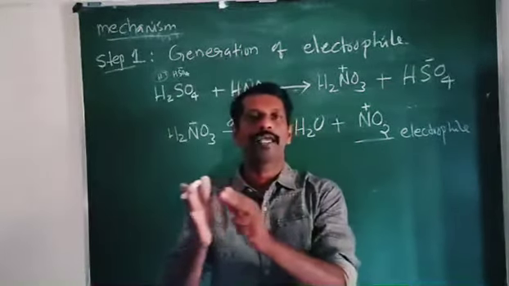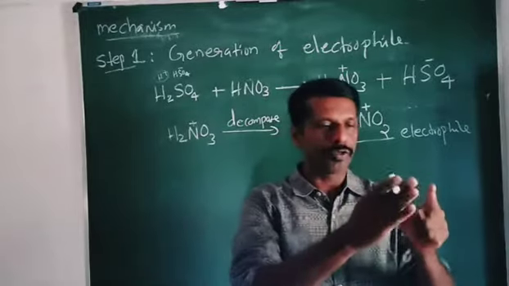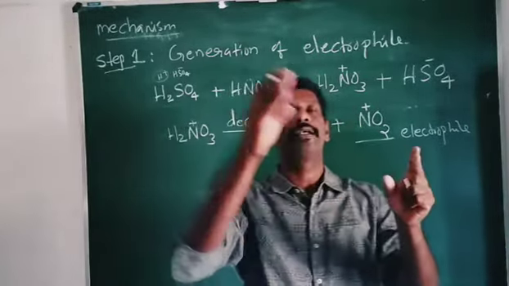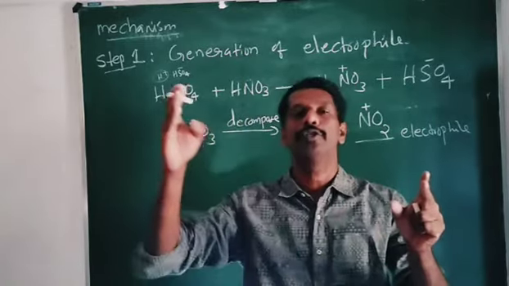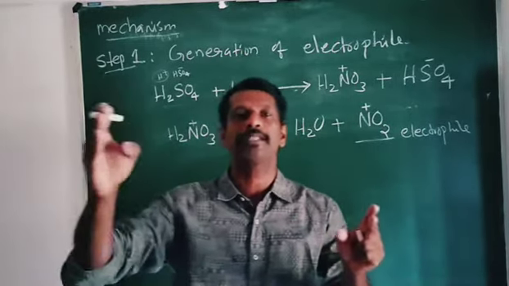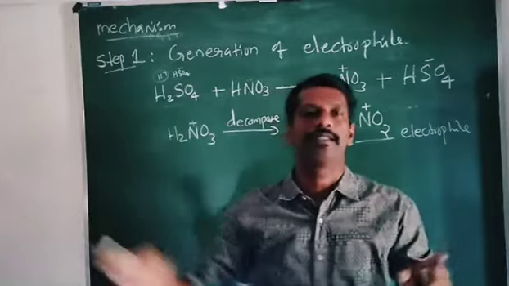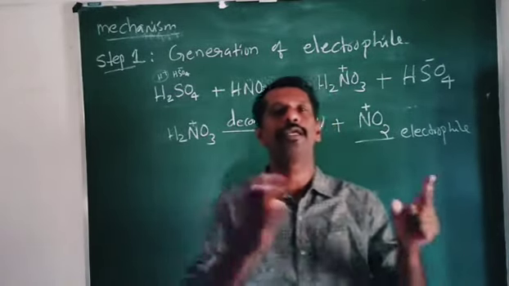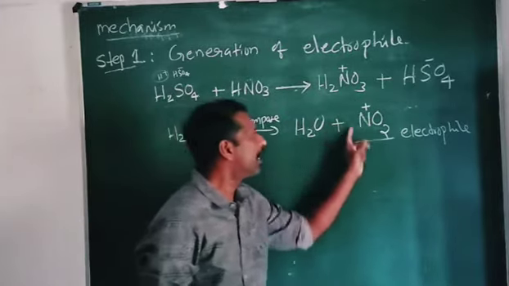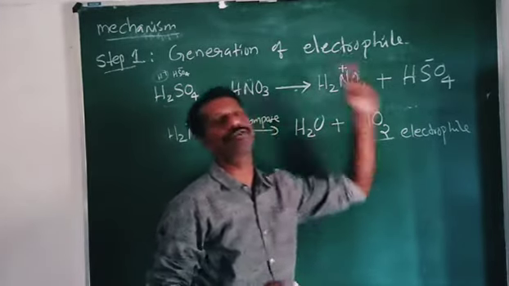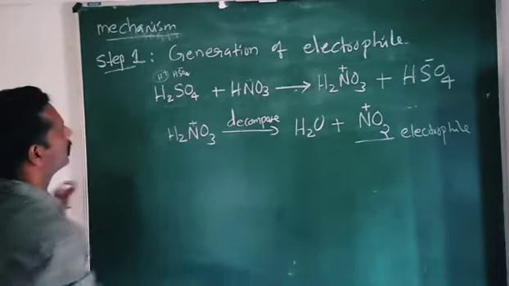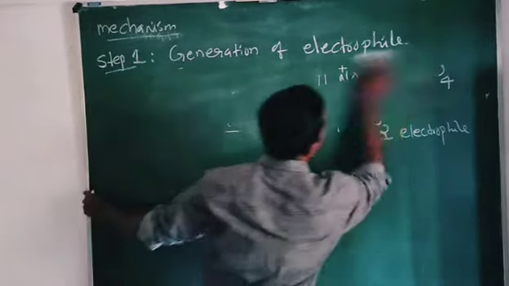H2SO4 plus HNO3. What will happen? H2SO4 will dissociate into H plus and HSO4 minus. H plus will be taken by HNO3. It will change into H2NO3 plus, plus HSO4 minus. This H2NO3 plus is unstable. It will immediately decompose and change into H2O and NO2 plus. This is our electrophile. So step 1 is clear. Now step 2.